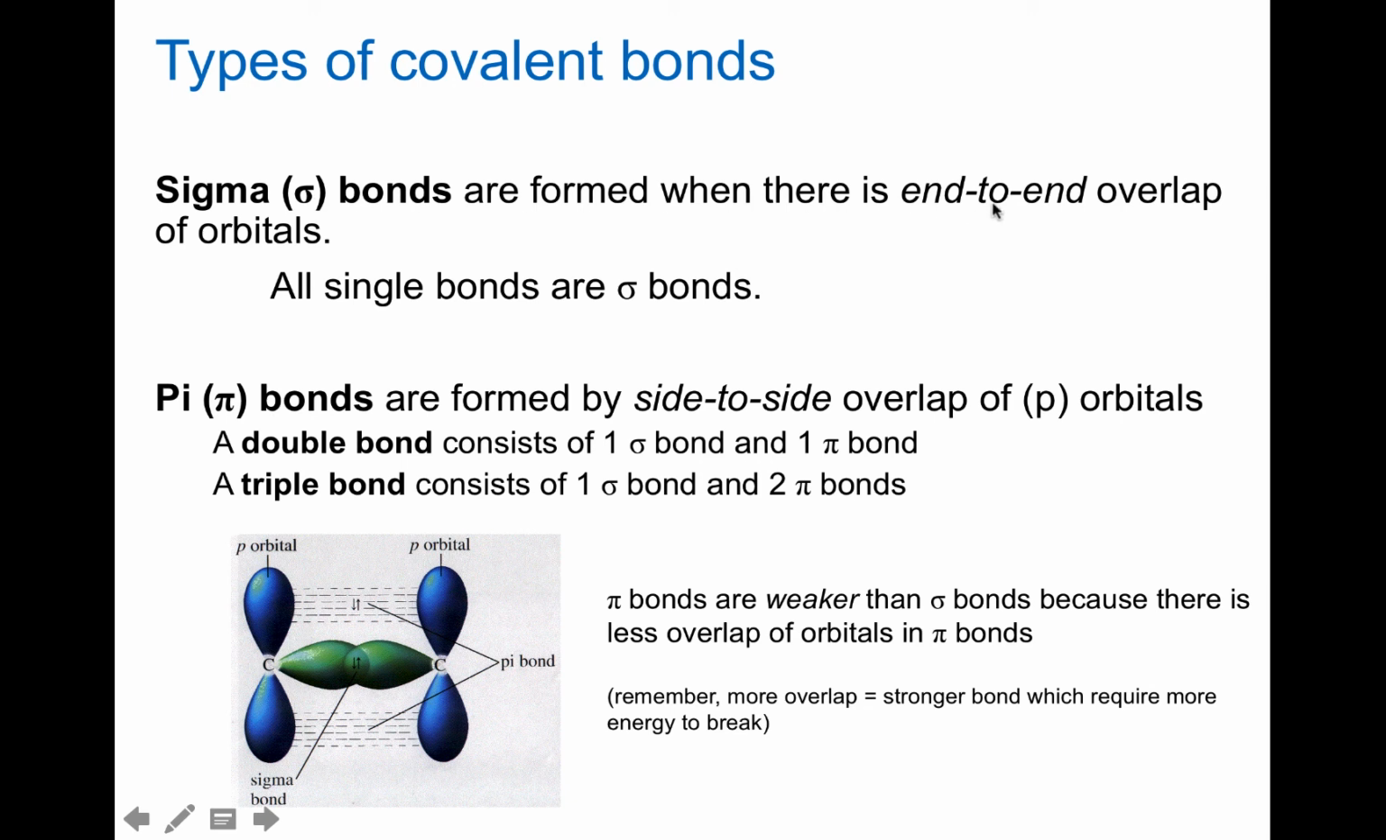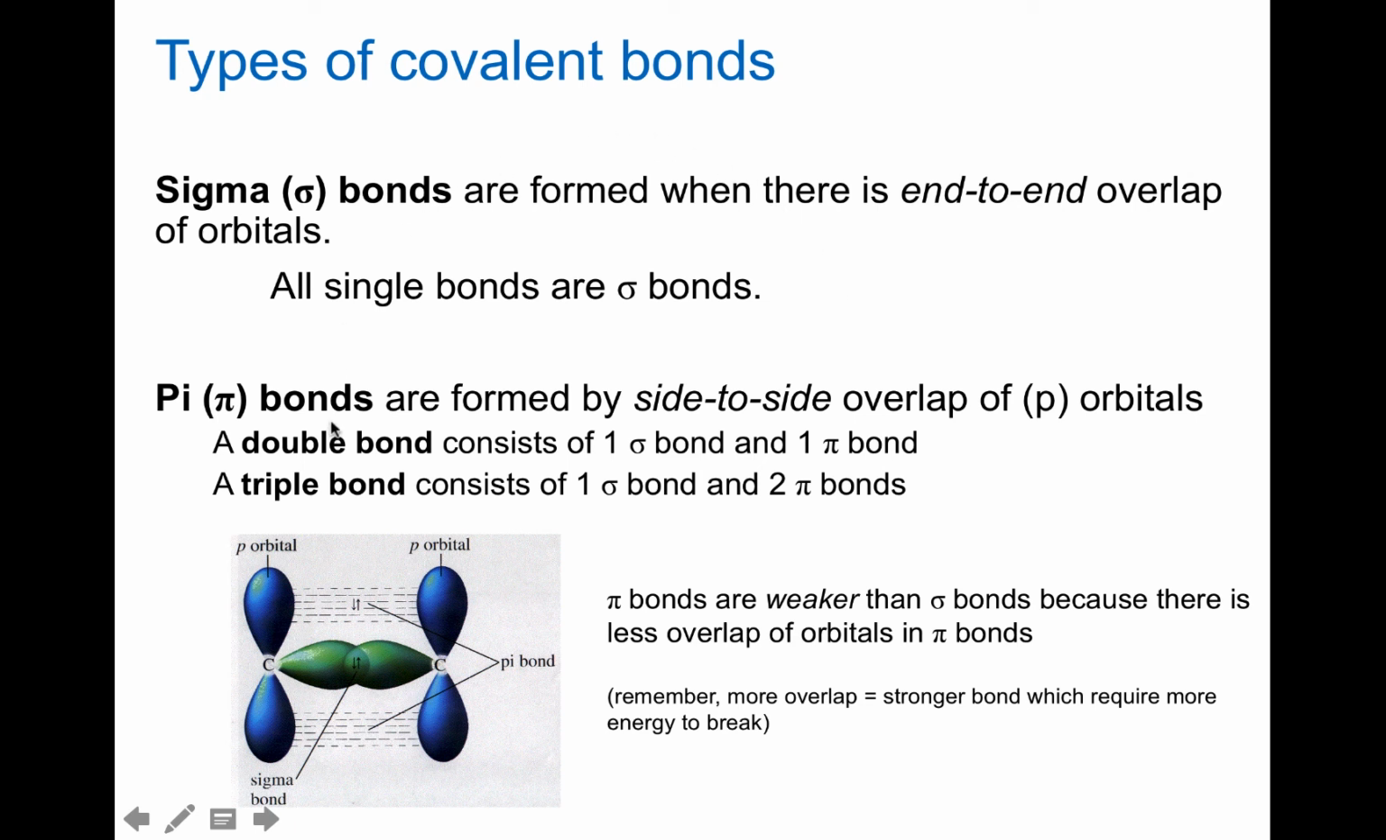Sigma bonds result when there is end-to-end overlap of the orbitals. So one example of that here is these two carbon atoms. There is direct end-to-end overlap, so the tips of the orbitals are overlapping with one another, and this represents a sigma bond. All single bonds are going to be considered sigma bonds. There's end-to-end overlap of the orbitals.